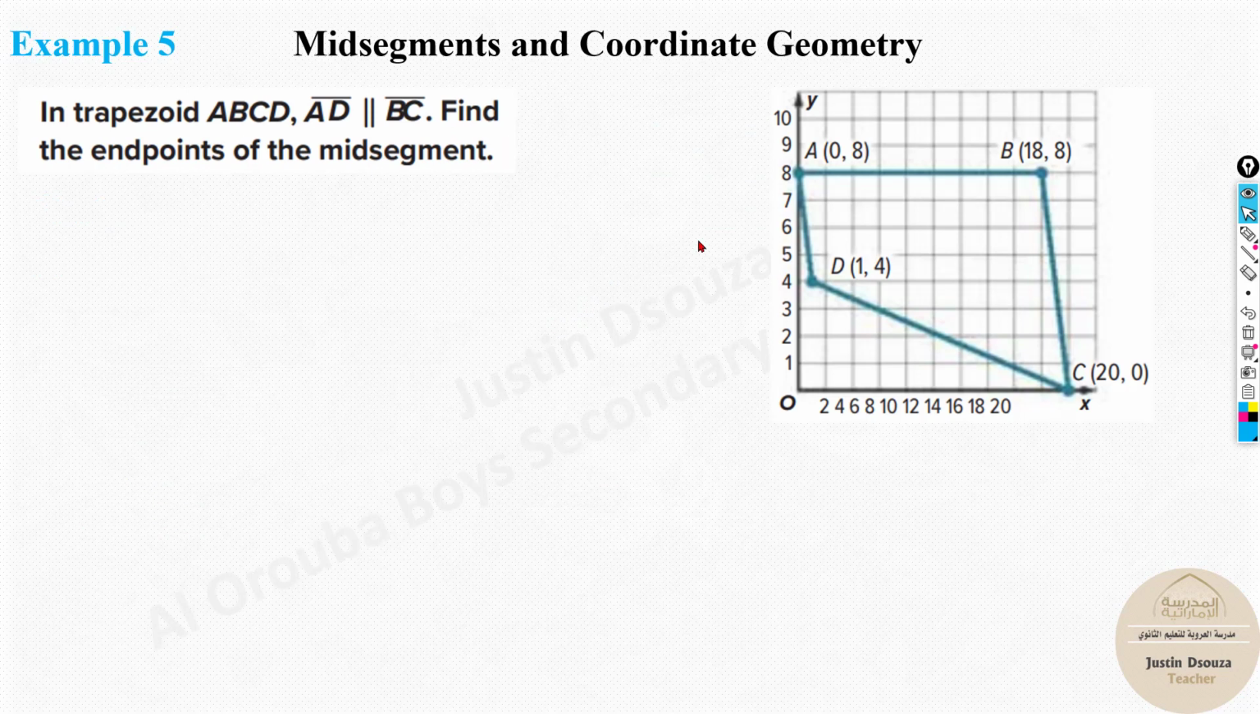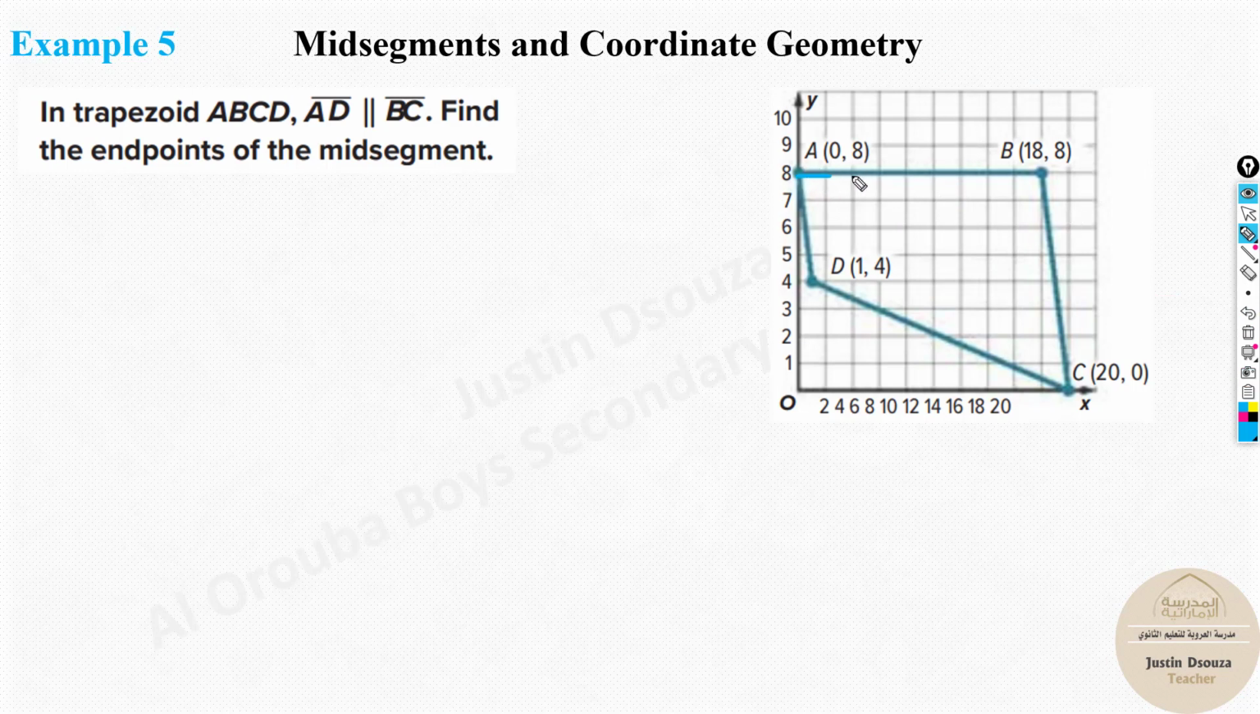We have one more problem. The trapezoid ABCD, AD and BC. See, they have told this AD is parallel to BC. Now, if you count the slope, it would be equal. Now, we need to find the mid-segment's endpoints. How would you do this? See, now we know this is parallel, this is parallel. So the mid-segment will be somewhere over here, which must be parallel to these both. It's in the middle of these. But how would you do it?